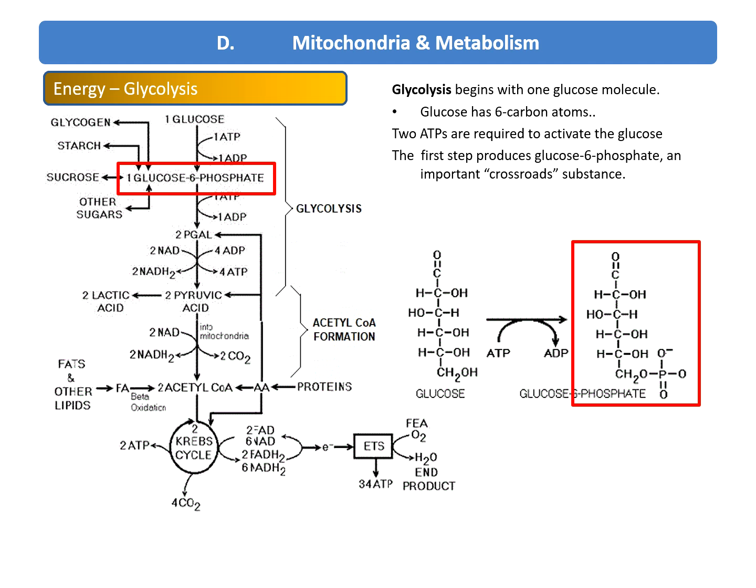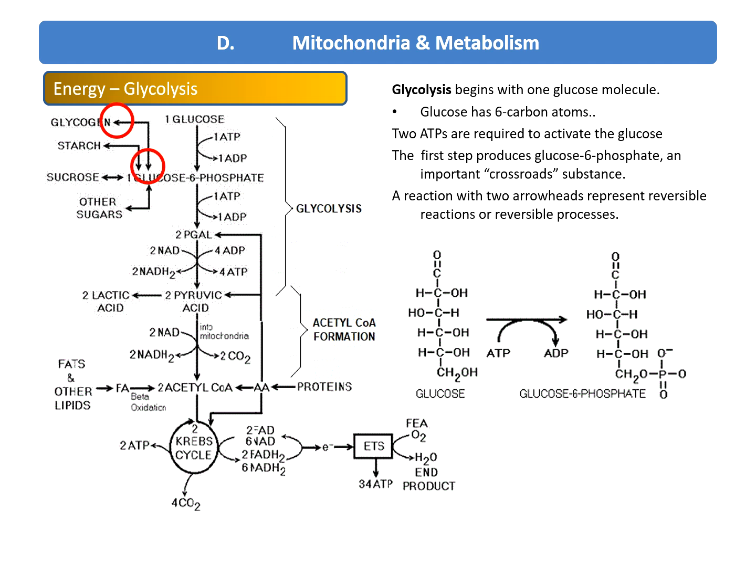The glucose 6-phosphate is a rather important substance. It's an important crossroads substance because it can be transformed into glycogen or starch or sucrose or other sugars, and they in turn can be changed back into glucose 6-phosphate. A reaction with 2 arrowheads represents a reversible reaction, or at least a reversible process.